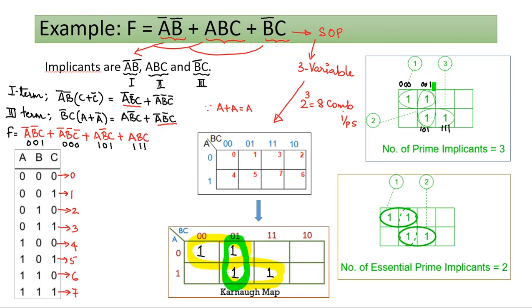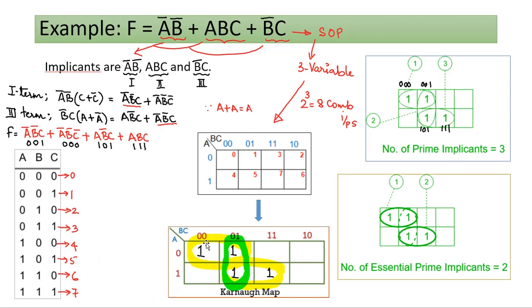So that is what is being shown here in this particular part. So you can see the grouping. Now I need to indicate from this particular group what are the prime implicants and what are the essential prime implicants. Implicants I have already told you. Now I need to find out what are the prime implicants.